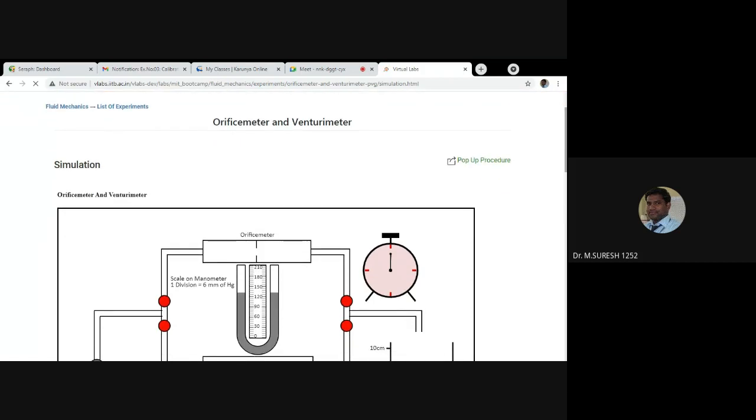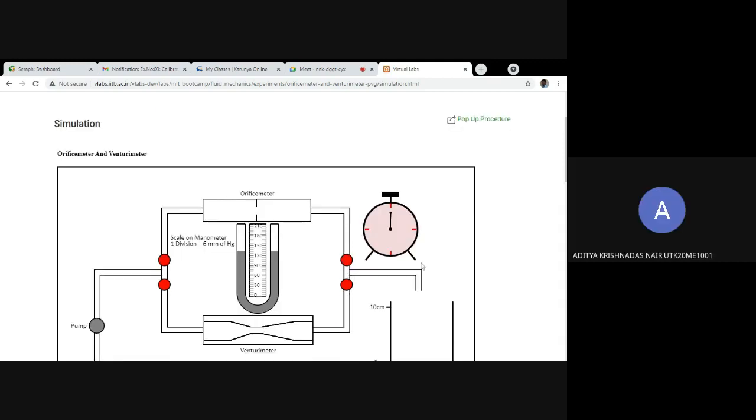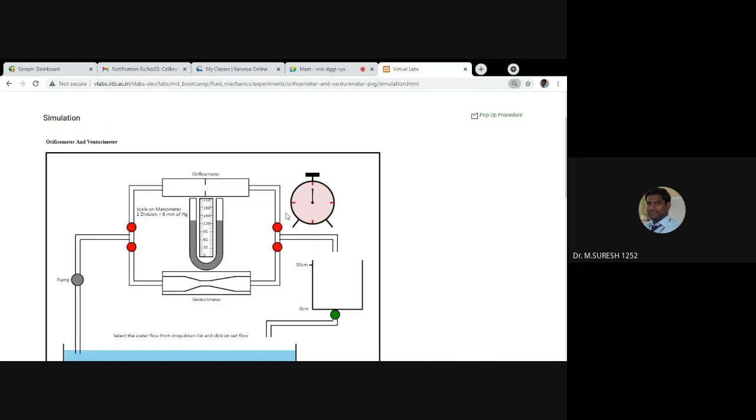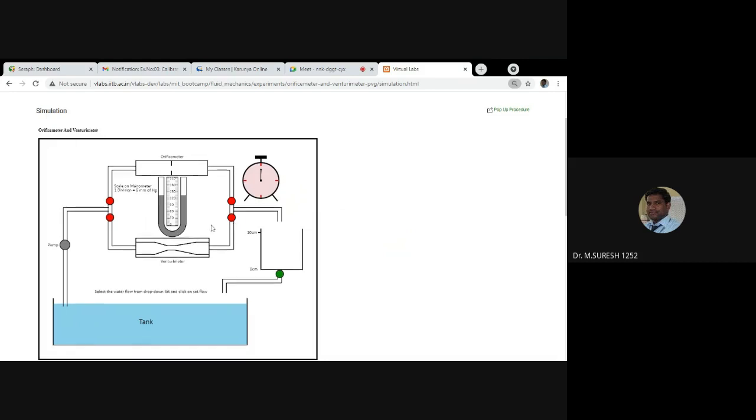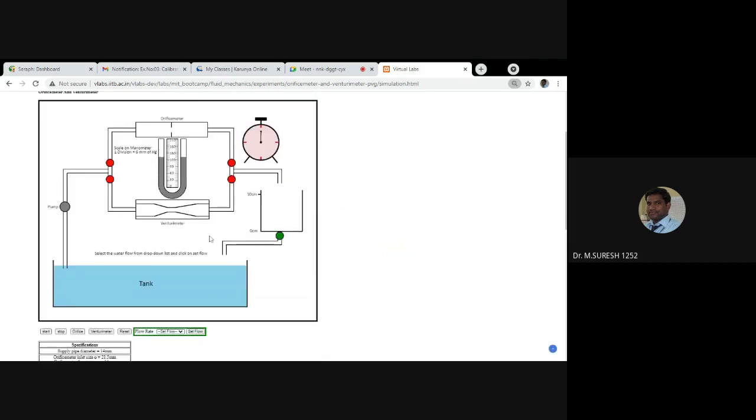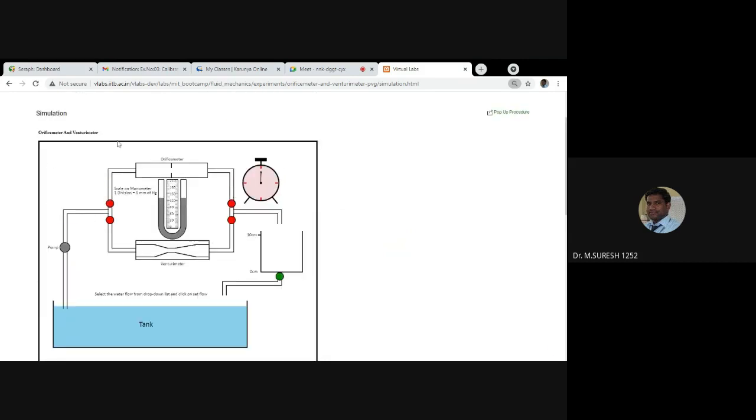Is this Orifice meter and Venturimeter visible to everyone? That simulation part, yes or no? Students, can you respond? Yes, sir, we can. Thank you. Let me minimize this one. So this is the experimental setup. You can see both experiments can be done at a time, Orifice meter and Venturi meter.